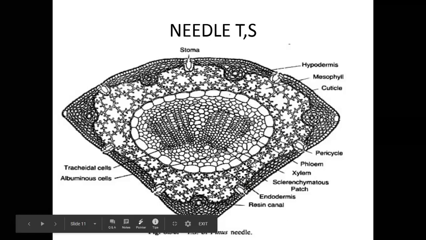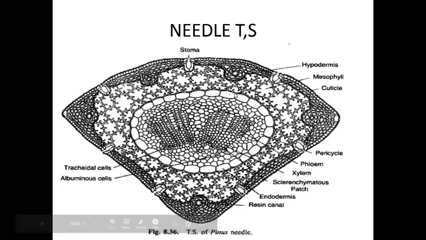Mesophyll tissues are present in the Pinus needle TS. They contain a large number of chlorophyll pigments. The large number of chlorophyll pigments mainly helps in the synthesis of food material by photosynthesis.